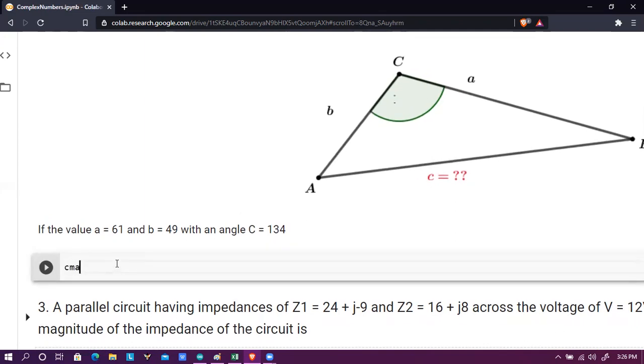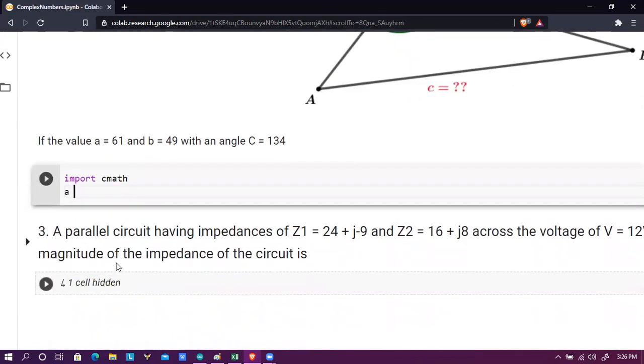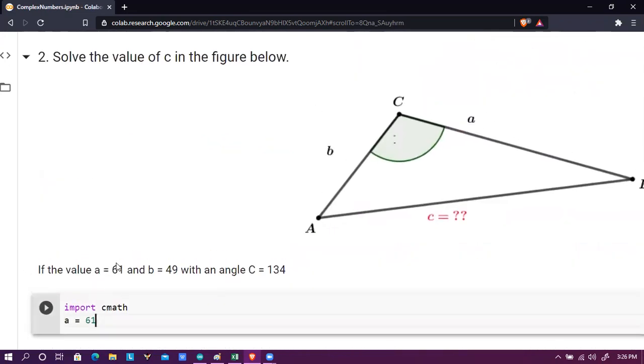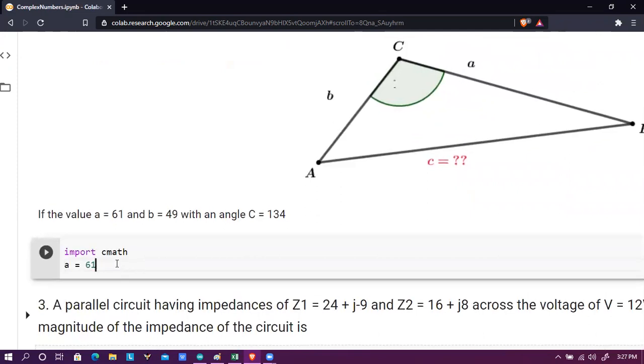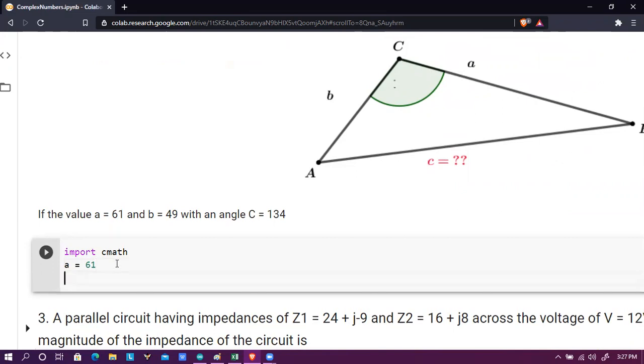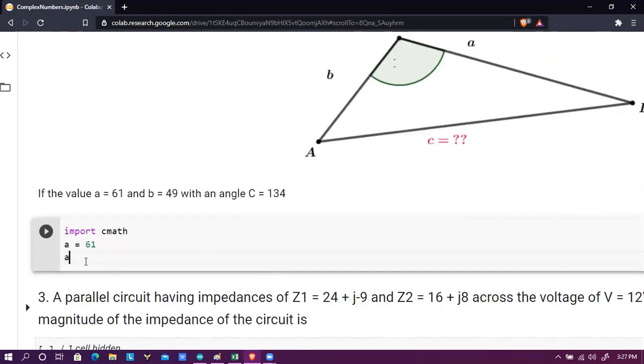Okay, now let's start by calling on your cmath. So import cmath, and then let's have A equals to 61. Let's say A will have an angle of 134 degrees. A is the magnitude, and 134 here is the angle of A. Take note, now we are not dealing anymore with this figure. We are dealing with complex numbers.